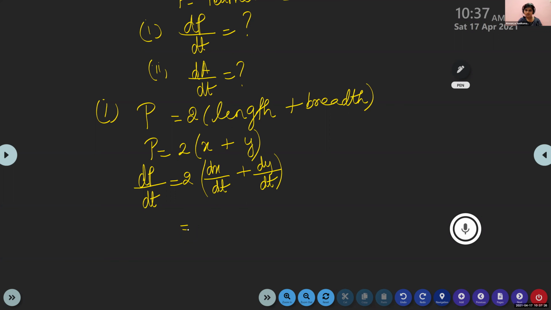Will it turn 0? Yes, it may come. That means the perimeter remains constant there, isn't it? It is not changing. Although the length and breadth change, the perimeter remains the same. For example, suppose we take 4, 3, 4, 3. What is the perimeter here? It is 12, isn't it? Suppose it is 5, 5, 1, 1. The length and breadth are changing, but what is the perimeter? The perimeter remains the same. It may happen. So what is dP by dt? 0.